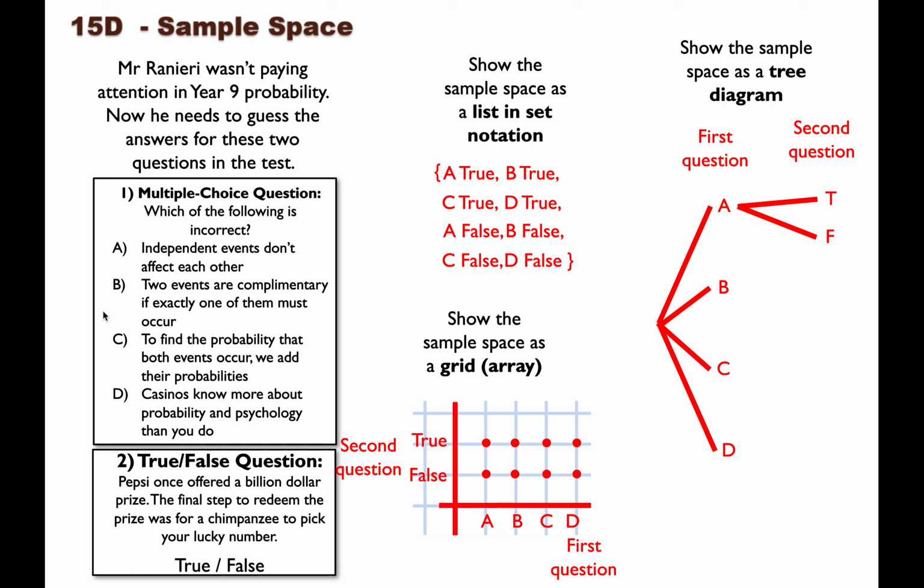If Mr. Ranieri picks B for the first question, what are the outcomes for the second question? It's the same. He could pick true, or he could pick false, and so on. You can see it's a tree diagram if you sort of rotate your screen or whatever you're watching on and imagine these as the branches.